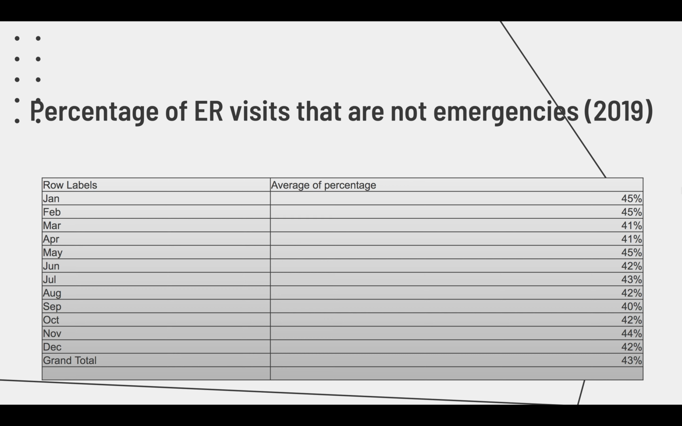Here we have a table. This table shows the percentage of ER visits that are not emergencies. Keep in mind, this is for the year of 2019. On the left-hand side, it shows the row labels. These are each individual month for the year of 2019, January through December. And on the right-hand side, we have the average of percentage. Keep in mind again, this is the percentage of ER visits that are not emergencies. So we see ER visits that are not emergencies almost account for nearly half of ER visits itself. That's pretty much for each month that we're seeing here.